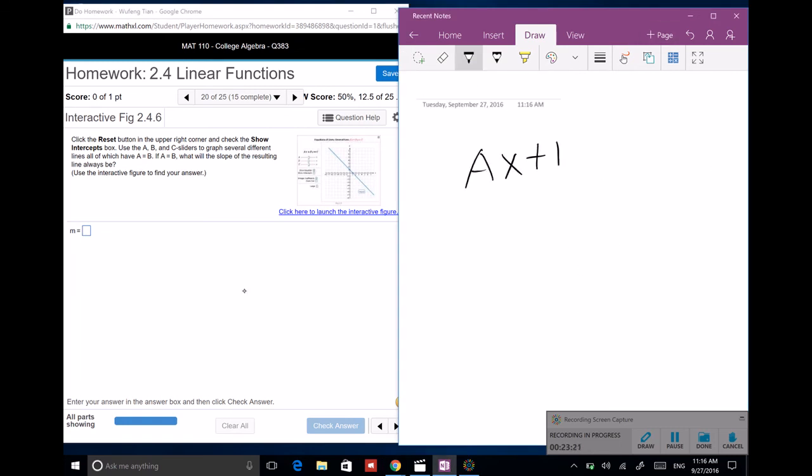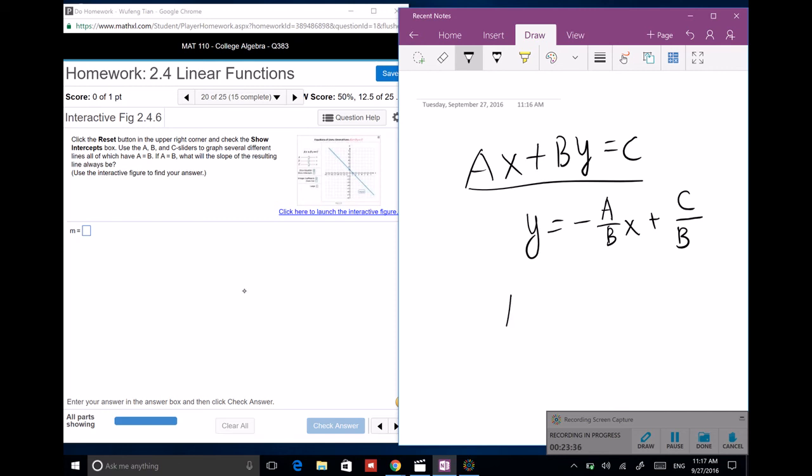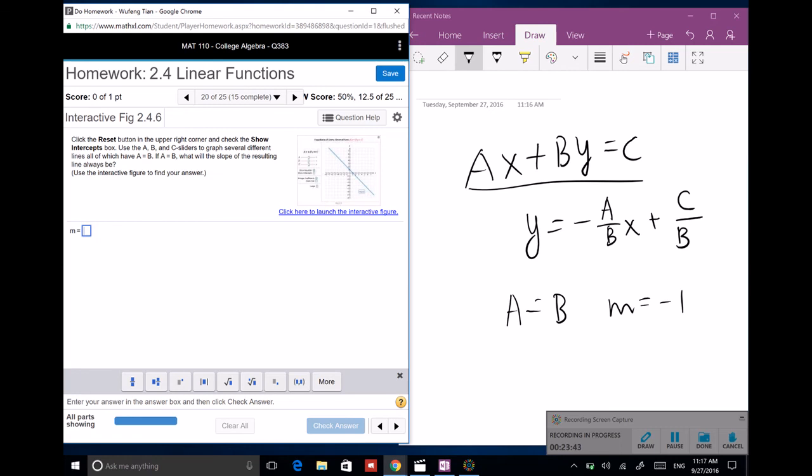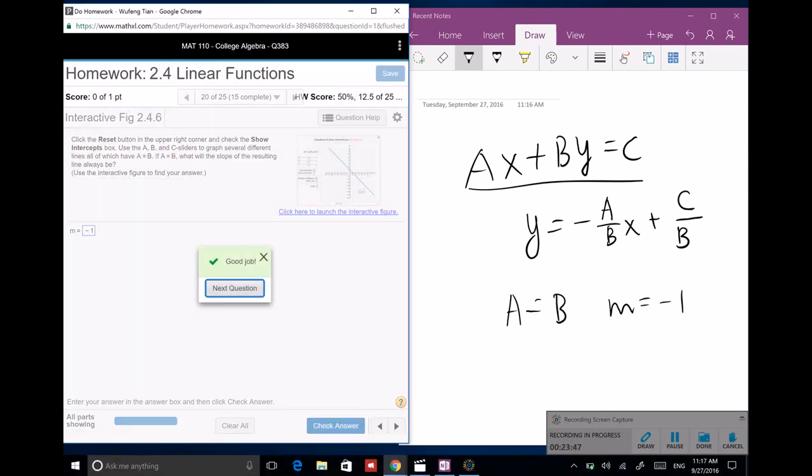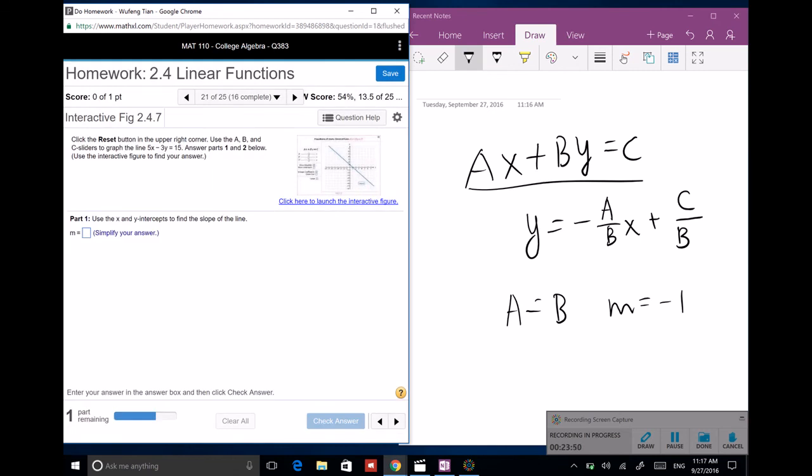If A equals B, the equation gives you y equals negative A over B x plus C over B. If A equals B, then the slope equals negative 1. So its slope is negative 1.